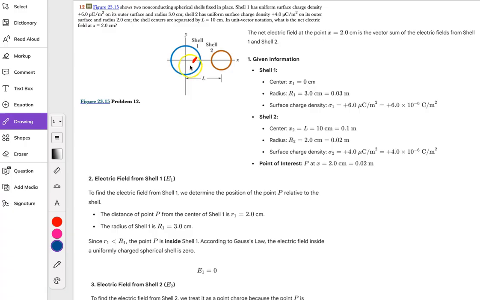So we've got a couple of different shells here. They are both non-conducting, so we want to make sure we underline the things that are super important. Non-conducting, they are spherical. So make sure you see that they are not just flat here. It's actually a shell, so it'd be kind of like a ball that's hollow in the middle. They tell you what the surface charge density is.